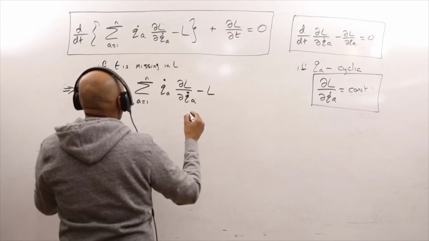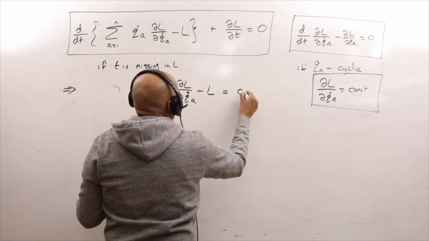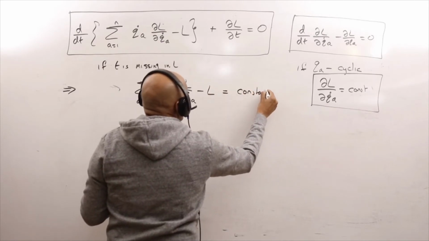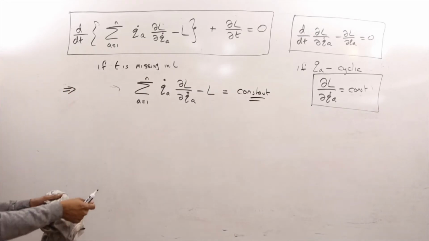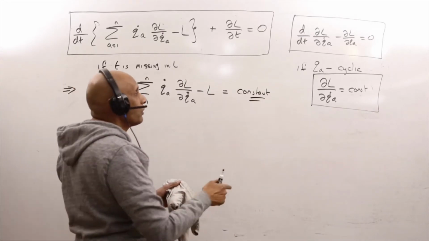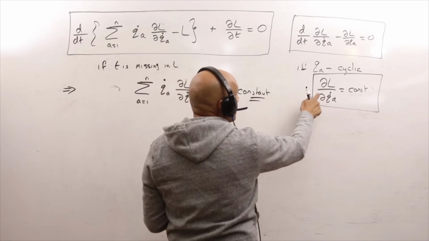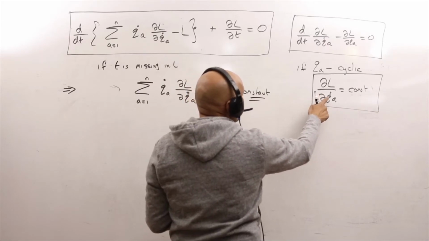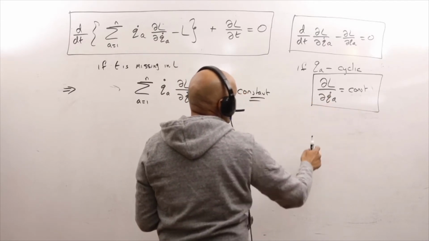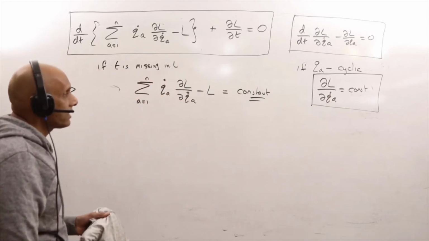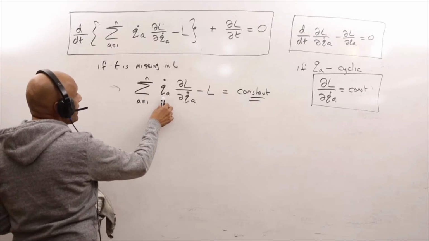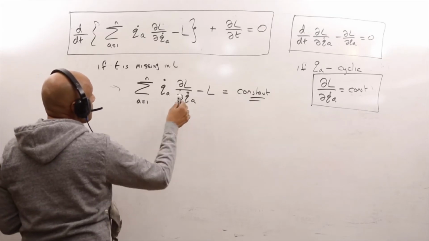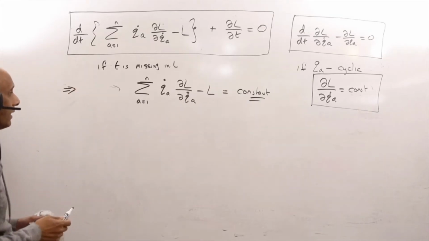minus L is a constant. This is interesting. So you're saying that if you're missing a generalized coordinate, we get a conservation principle that says the partial of L with respect to the time derivative of the A-th generalized coordinate is a constant. And if T is missing, we get this quantity, QA dot partial of L with respect to QA dot, minus L, is equal to a constant.